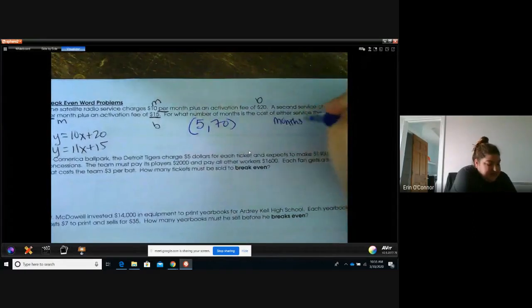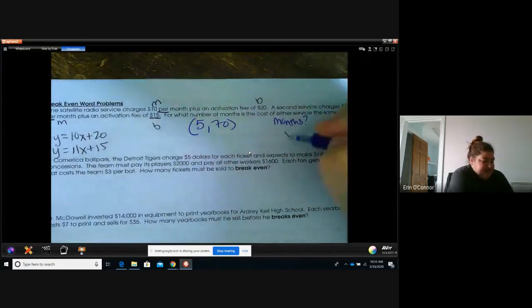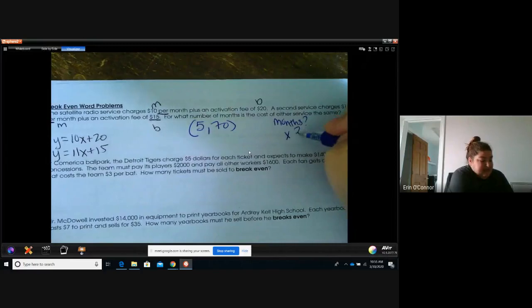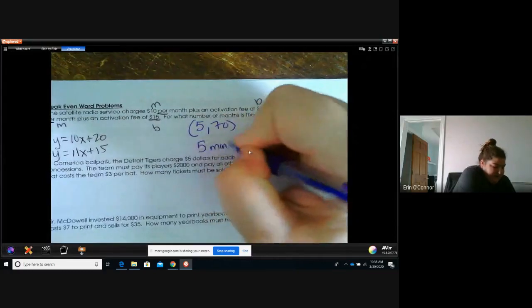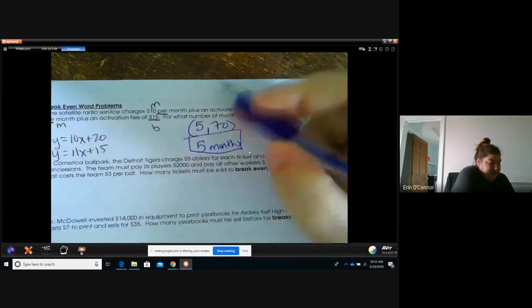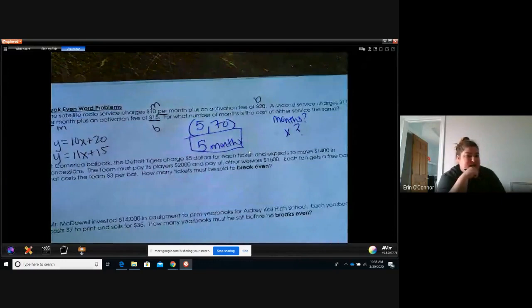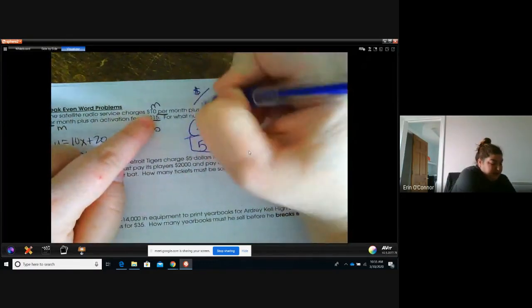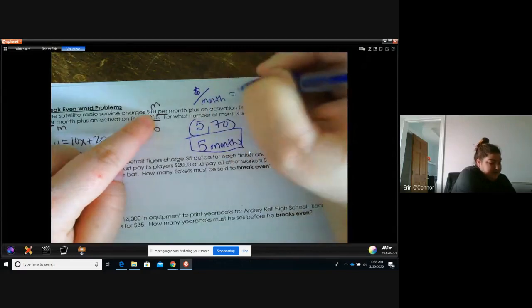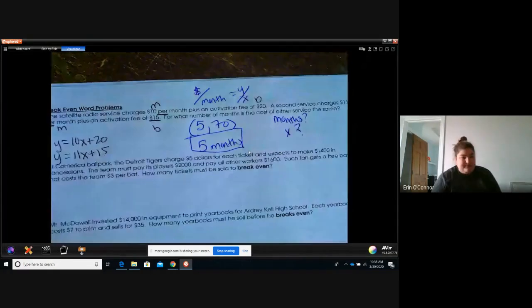And months is time, and time is always x. So if we need to know months, and months is x, it is 5 months. And at 5 months, the cost is $70. Another way to remember that is the slope is money per month. And we know slope is y over x.